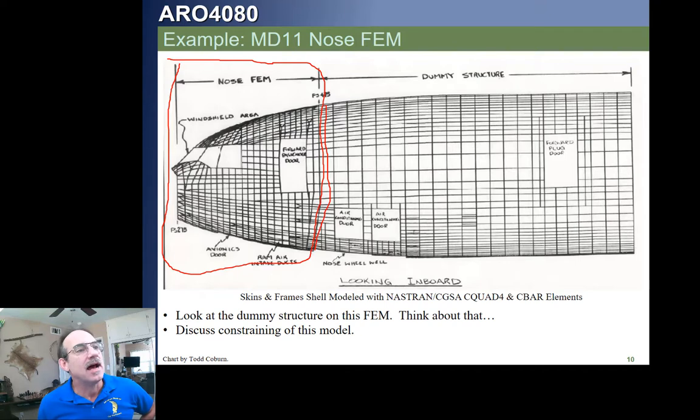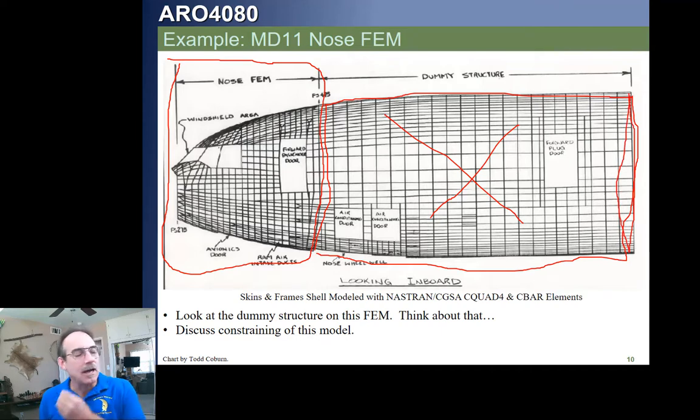So what I did, I created what's called dummy structure. I included a part of the fuselage model, attached all that, and all of this I wasn't looking at any of the results in. This was modeled as the structure is. It was constrained here with a wagon wheel. We're going to talk about how that is. So this acts like a cantilever beam, and all of this structure was added to my model, and it was loaded just like the structure I was looking at.